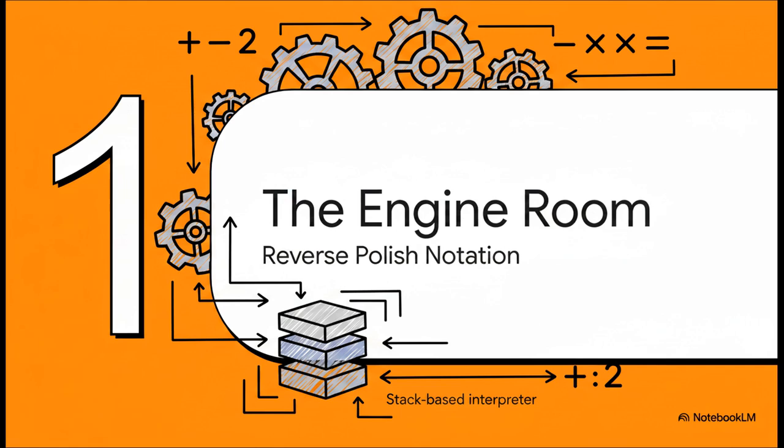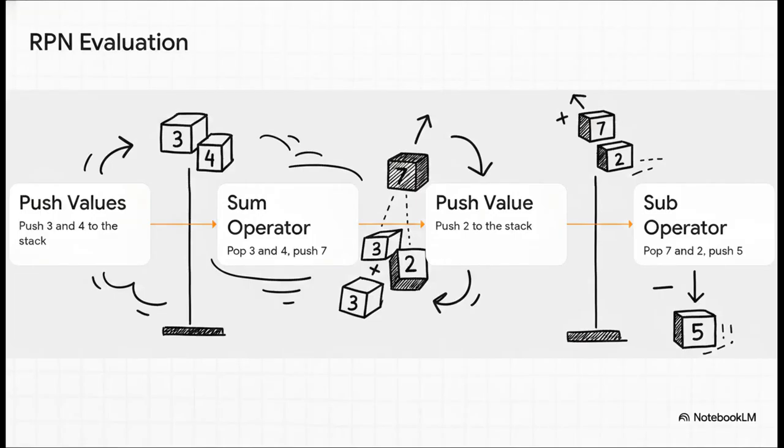Section 1, the engine room, reverse Polish notation. So how do we actually build this engine? Well, we use a stack. We're going to start with the absolute fastest, simplest approach using reverse Polish notation, or RPN. RPN is super clever because it completely eliminates the need for parentheses. The order of operations is just inherently built right into the text.